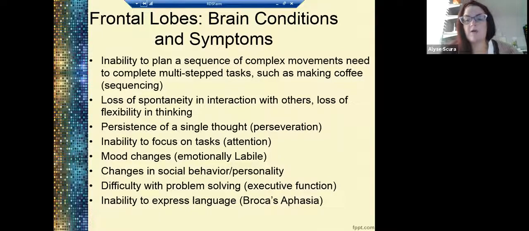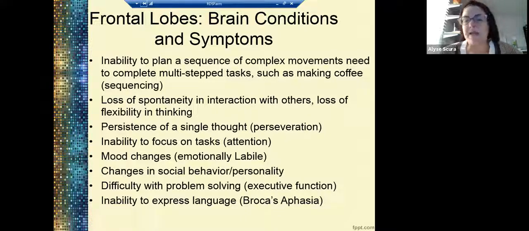There are a lot of concerns that occur in the frontal lobe. It's not just executive functioning. So just to give some background, sequencing also belongs in the frontal lobes. This is the inability to plan or sequence complex movements needed to complete multi-step tasks, such as making coffee. We'll hear a lot of times some complaints from parents saying, well, they just cleaned their room, but that could be a really loaded task. There's a lot of steps involved. So they may need that assistance in really planning out those steps and being very organized in it.